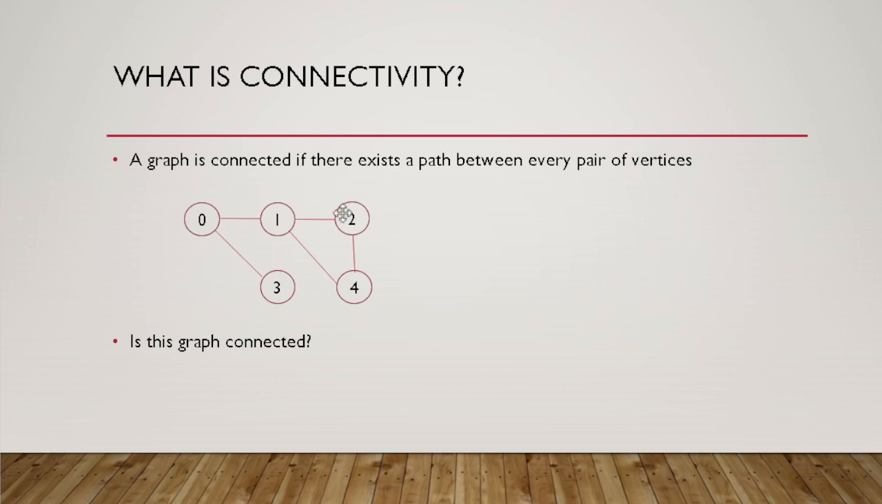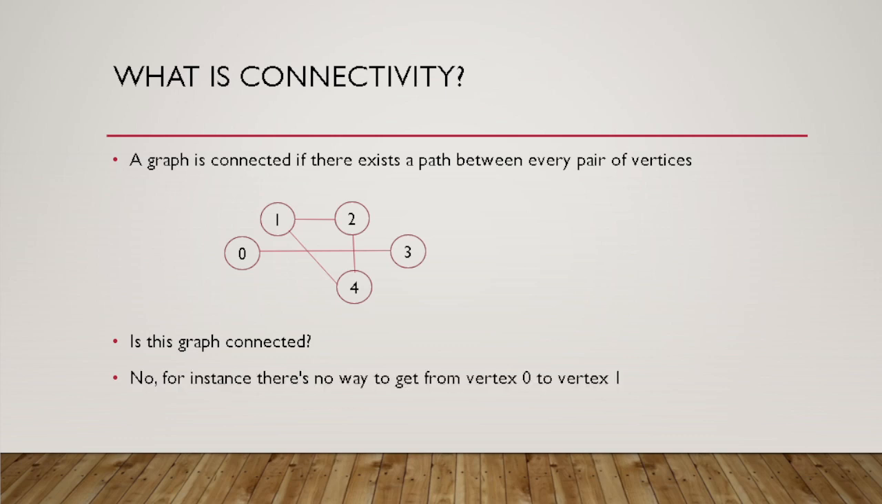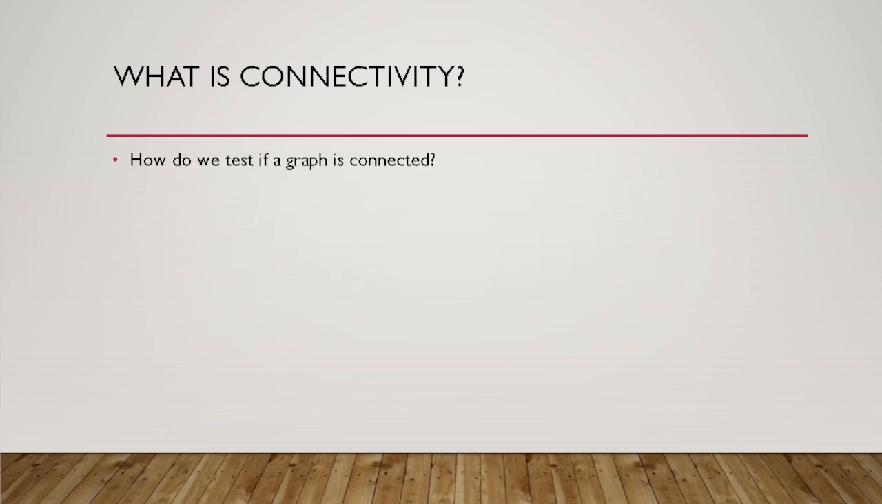So I could get from vertex 2 to vertex 0 by going through vertex 1, for instance. Looking at this graph, would you say that it's connected? I hope you would, because I can get from every vertex to every other vertex. But if we look at this graph, there's a slight difference. Is this graph connected? No, not really, because I can't get, for instance, from vertex 0 to vertex 1. There's just no way to do that. There's no path from vertex 0 to vertex 1.